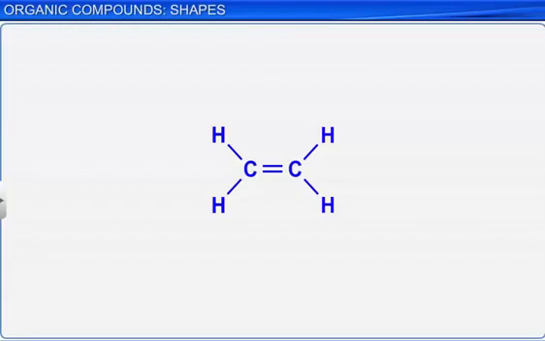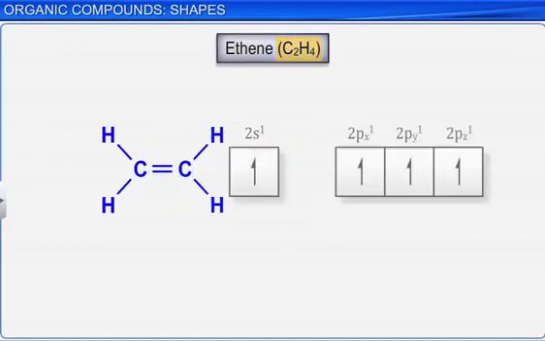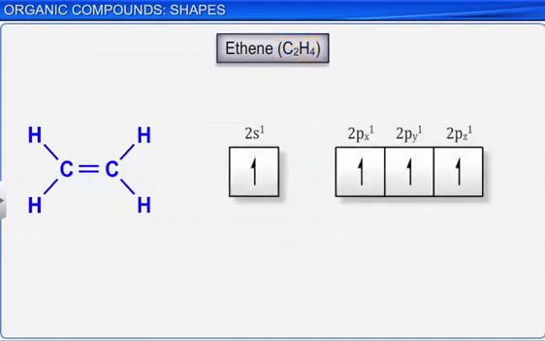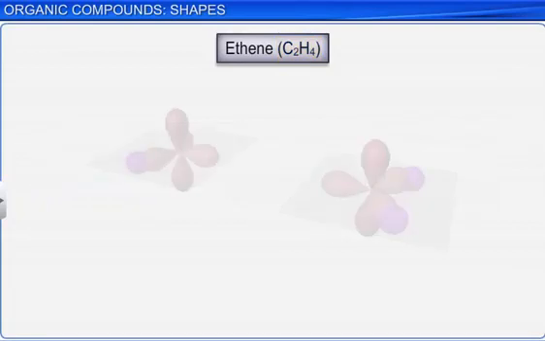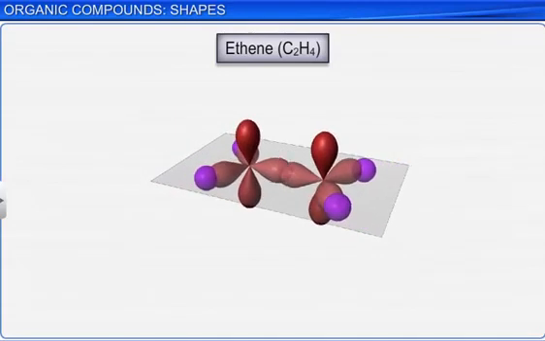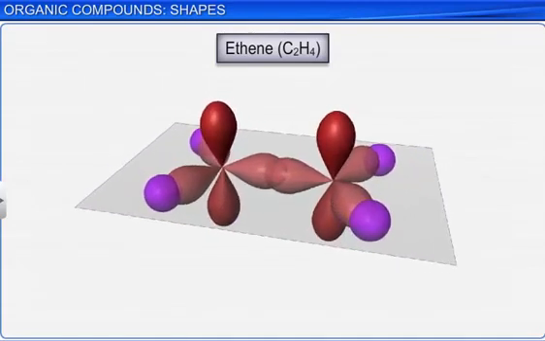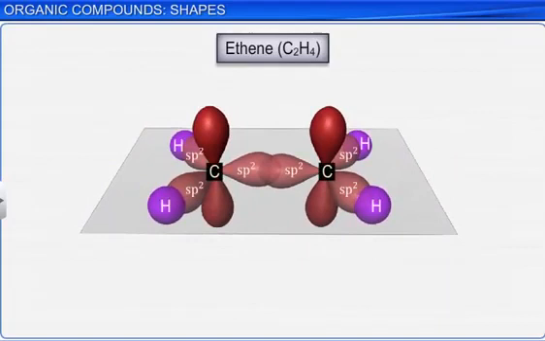Now, let's look at how hybridization explains the shape of ethene molecule, that is, C2H4. In ethene, each carbon atom undergoes sp2 hybridization. 2 sp2 hybrid orbitals of each carbon atom overlap with each of the 1s orbitals of 2 hydrogen atoms to form 2 sigma bonds respectively.